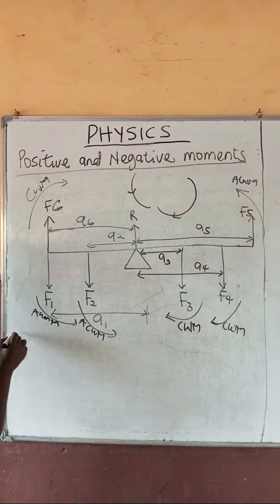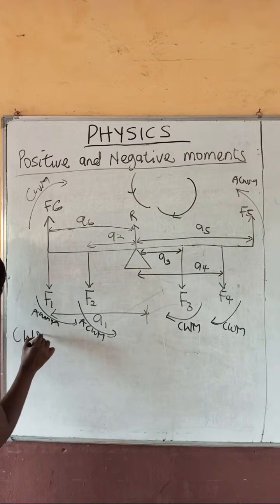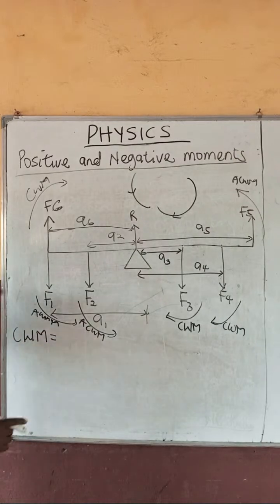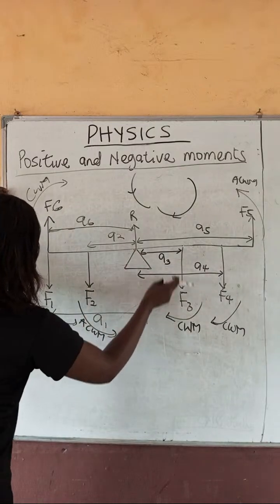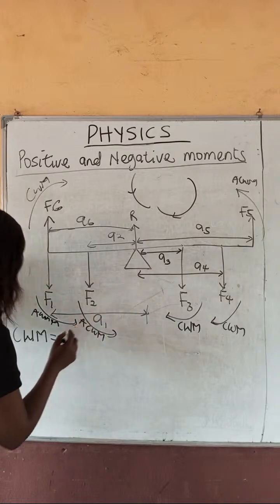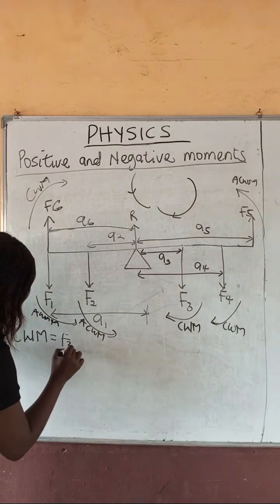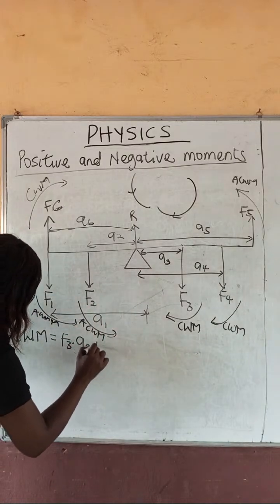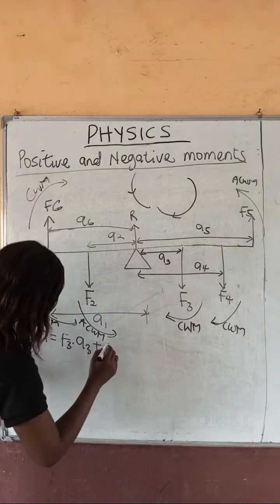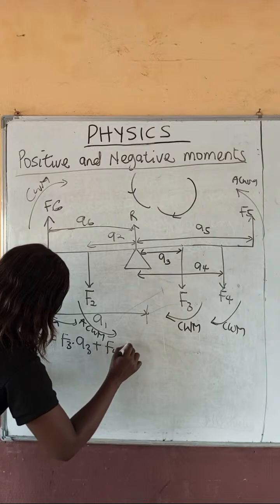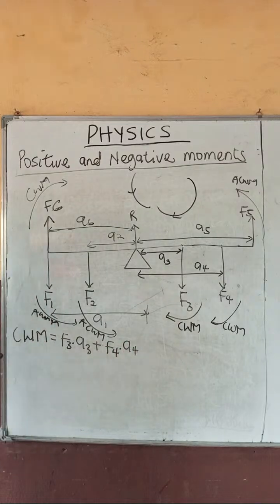Alright, so we said clockwise moment is equal to, remember that moment is the force and perpendicular distance. So this is F3, the distance from here to here is A3. So this is F3 dot A3 plus, this is F4, distance is A4, plus F4 dot A4, right? This is under clockwise moment.